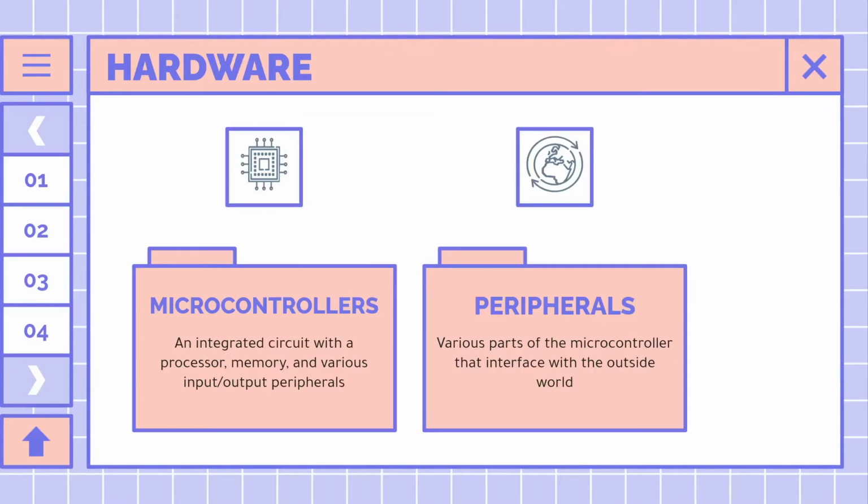Central to many hardware applications is the microcontroller. It is an integrated circuit with a processor, memory, and various input-output peripherals. Microcontrollers are designed for embedded systems, whereas microprocessors are used in personal computers and other general-purpose applications. And then the peripherals are the various parts of that microcontroller that interface with the outside world.